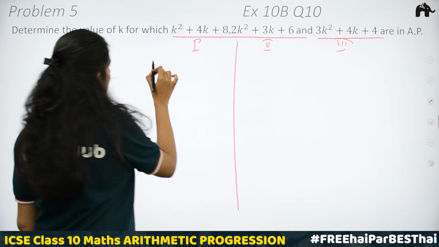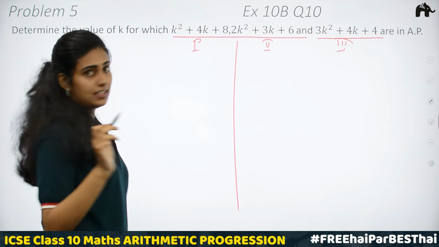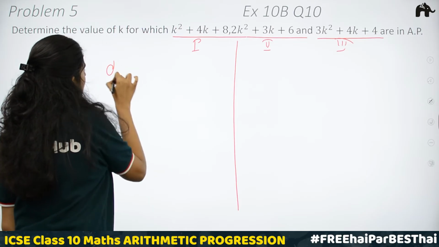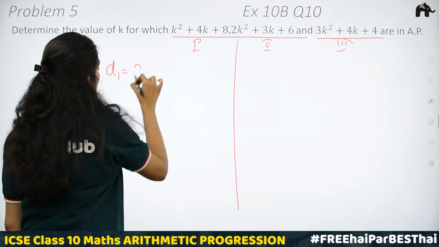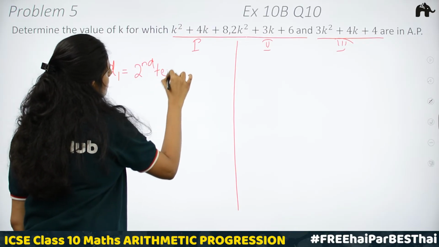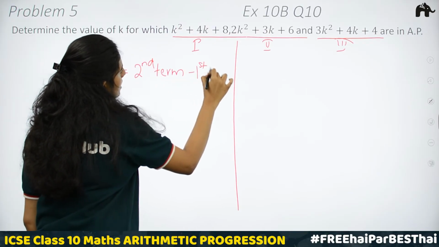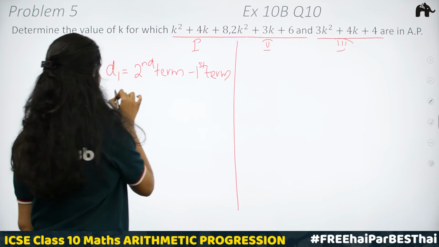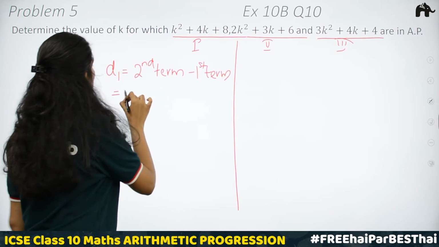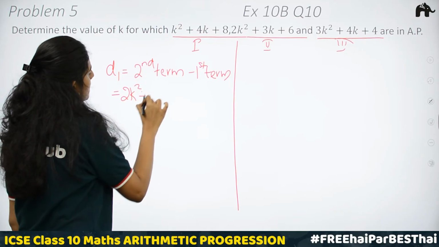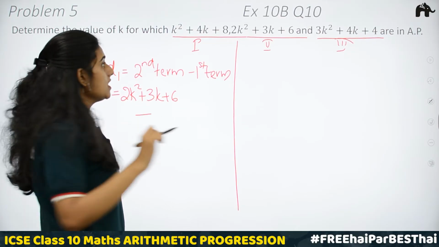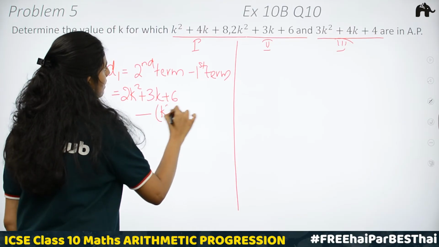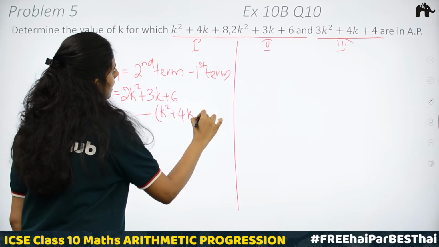Yes, what is the difference between the first and second term? We'll call it D1. D1 is equal to second term minus first term. Here the second term is 2k square plus 3k plus 6 minus first term is k square plus 4k plus 8.